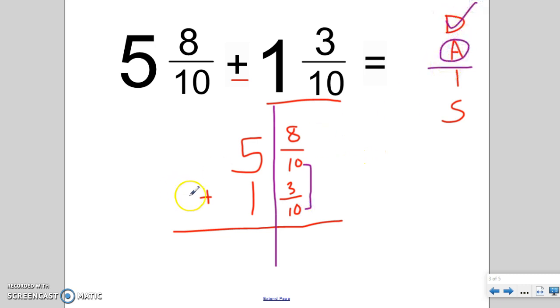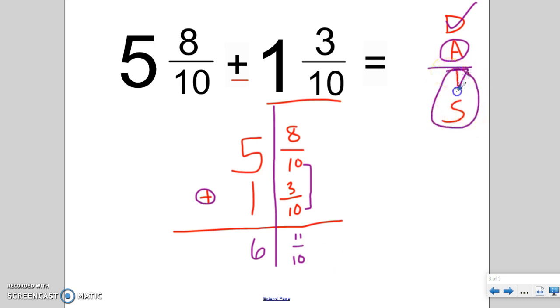Adding or subtracting? Well, this is an addition problem, so I'm going to go ahead and add both columns. 8/10 plus 3 more tenths would give me a total of 11/10. And in my whole number column, I have 5 plus 1 more is 6. So right now I have an answer. The question is, is this the best possible answer?